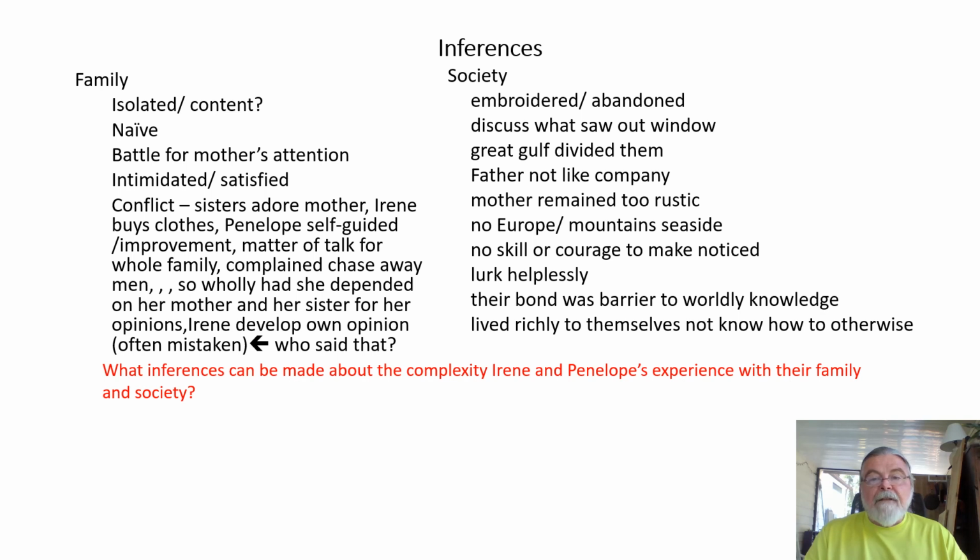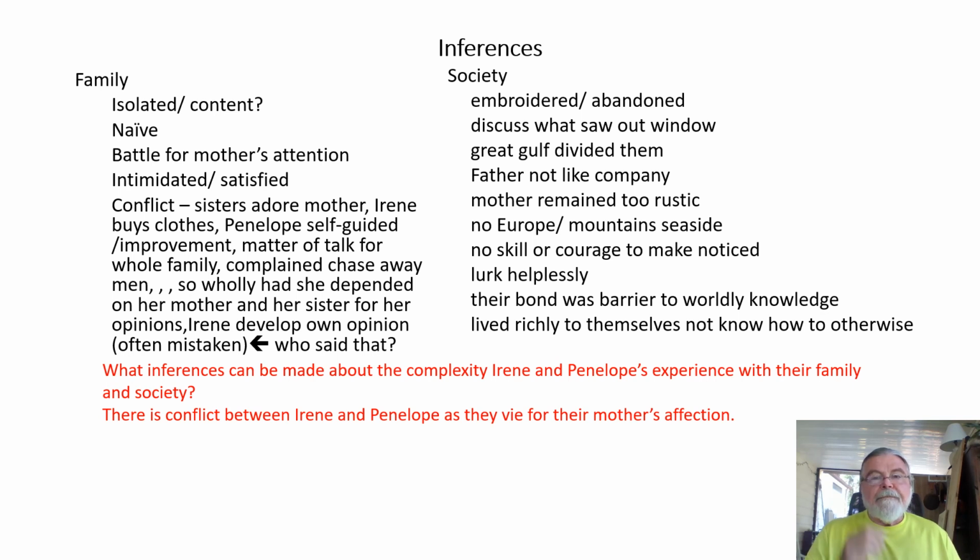The two girls are battling for the mother's attention. Intimidated, satisfied. The conflict is the sisters adore the mother. Irene buys her clothes. Penelope is self-guided, working on self-improvement, and is the matter of talk for the whole family. The one sister complains that she chases away men. So wholly that she depended on her mother and her sister for opinions. Irene developed her own opinion and was often mistaken. And I say, well, who said that? The narrator said that, but whose thought was that? That's tone, the author's tone, his attitude towards it.